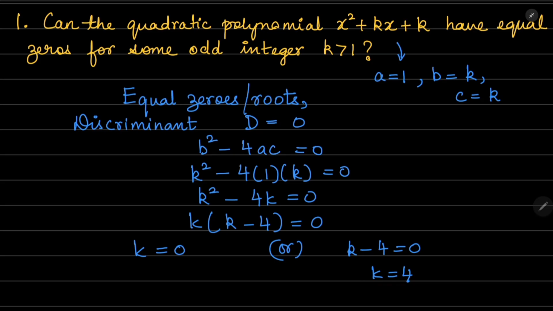So this particular question would say no, right? It cannot have. So the answer is no. This quadratic polynomial cannot have an odd integer. For when it has equal roots, k cannot be a number greater than 1 and an odd integer. So the answer is no.